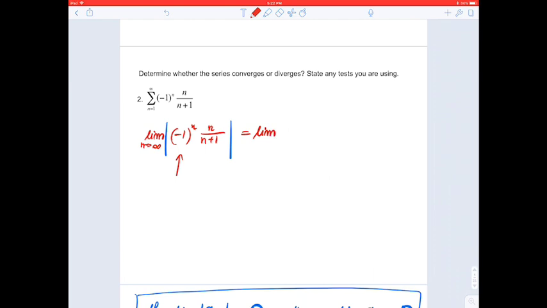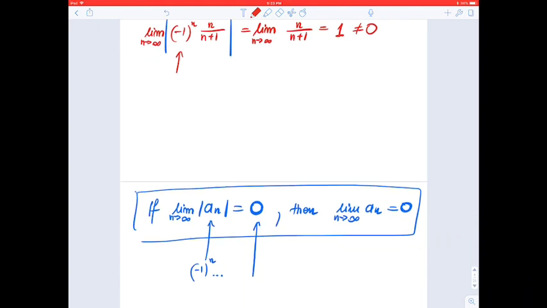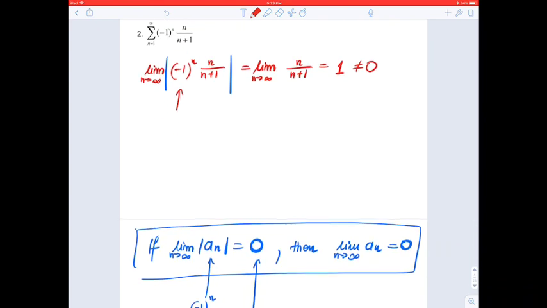Taking the absolute value, my sequence will change to just n over n plus 1, because -1 to the n becomes always positive. And this limit is 1. That means this limit is different than 0. Now I'm using this property. If this limit is different than 0, then I can't assume that my original sequence goes to 0. I can only say this.